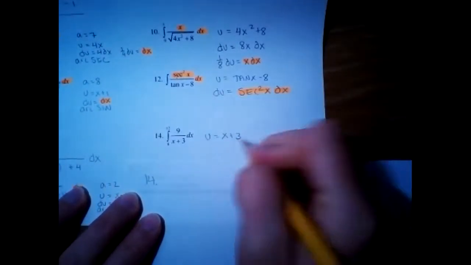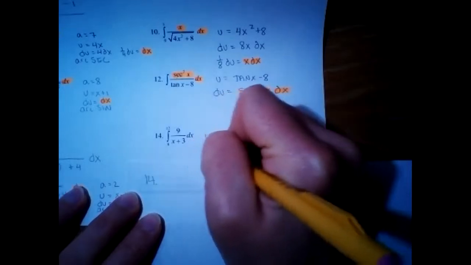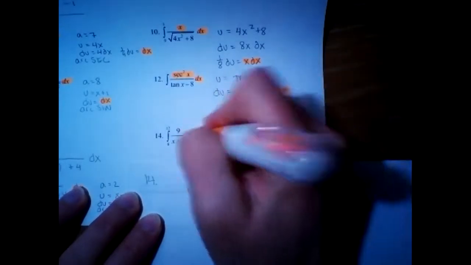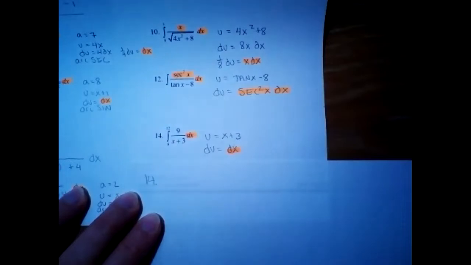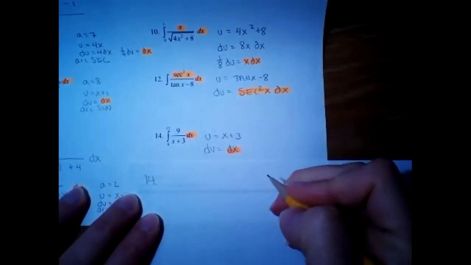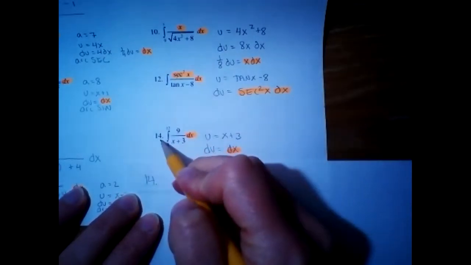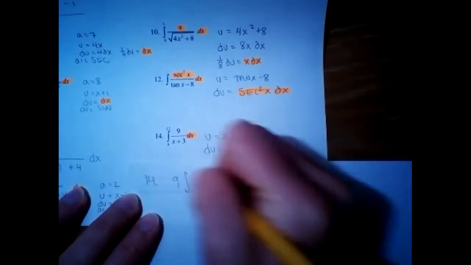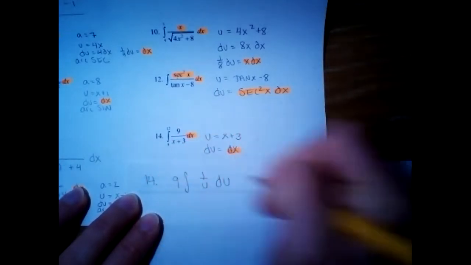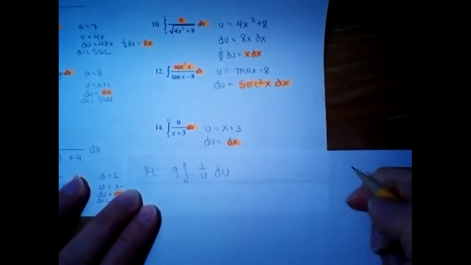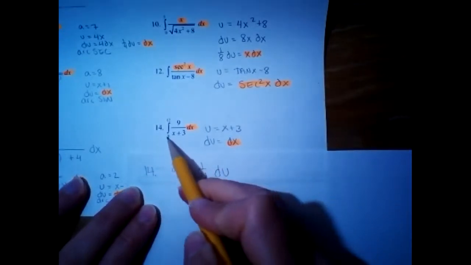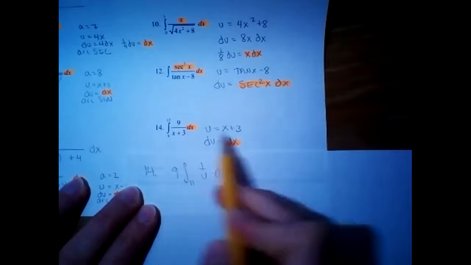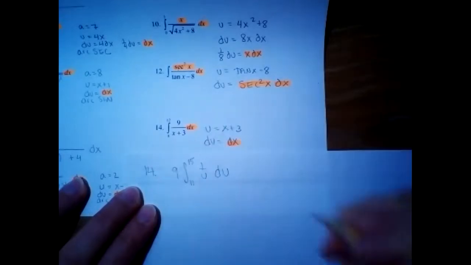All right, so we have u is x plus 3. That derivative is just going to be dx. And so I'm going to bring this 9 out front. I'll put that in front of the integral. So it'll be 9 integral 1 over u du. And then we're just going to adjust the boundaries. So if you plug in 8, you're going to get 11. And if you plug in 12, you're going to get 15.